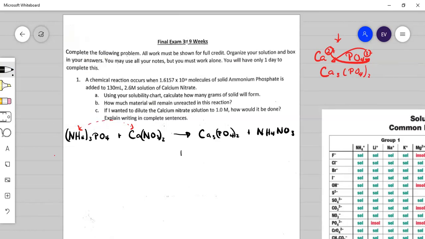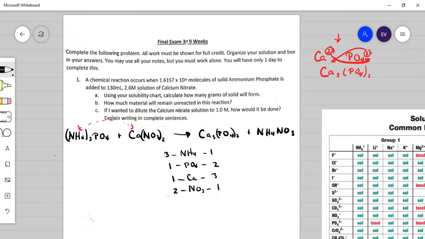Let's see, I have ammonium, I have phosphate, I have calcium, and I have nitrate. I'm going to erase this in a minute because I need the space. So I have 3 here, I have 1 here. Phosphates, I have 1 phosphate here, and I have 2 over here. Calcium, I have 1, I have 3. And then nitrates, I have 2, and I have 1.